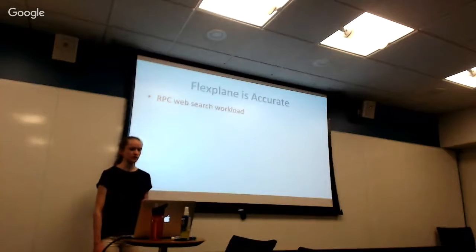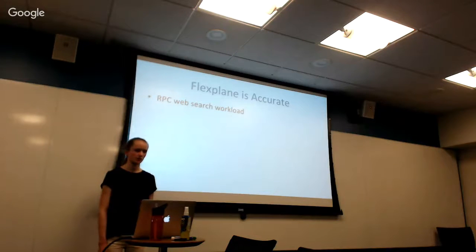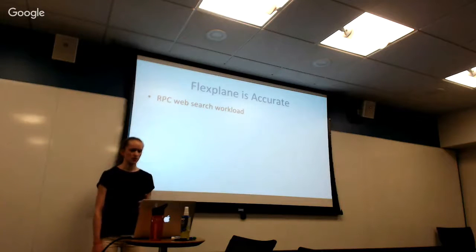We also evaluated the accuracy of Flexplane in terms of flow completion time. We ran an RPC web search workload that includes a mixture of flows of different sizes. Request times were chosen by a Poisson process, such that the clients received a specified load between 10% and 80%. And we normalized the flow completion time for each flow by the flow completion time of a flow of the same size in an unloaded network when flows are requested continuously.